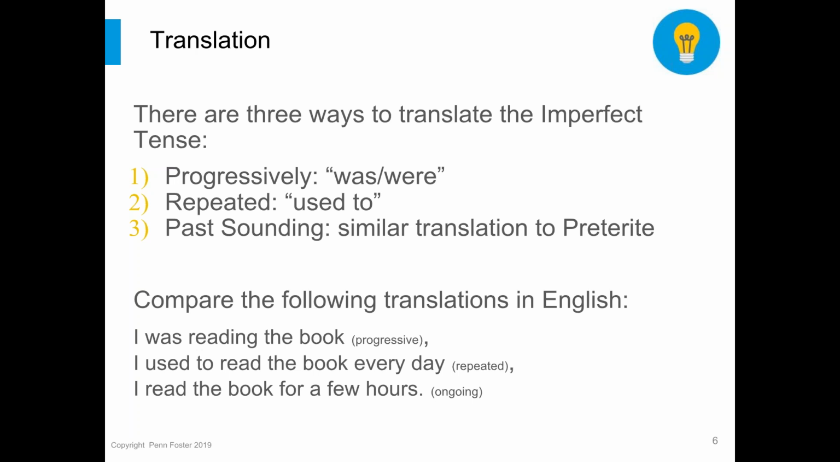Second is something that used to happen. He used to live in Philadelphia. He no longer lives there. And the last one, not as clear-cut, but has a similar translation to the preterite, and it all depends on the verb in that context. Okay, so those are your three possible translations of this tense, the way that it will sound when translating from Spanish to English. And if you see those options in English, you know that you should be using the imperfect tense in Spanish.